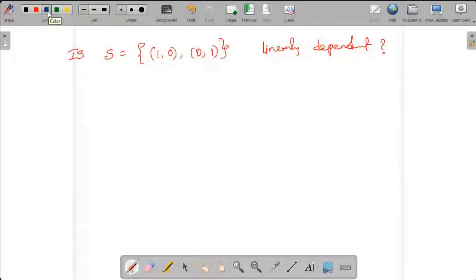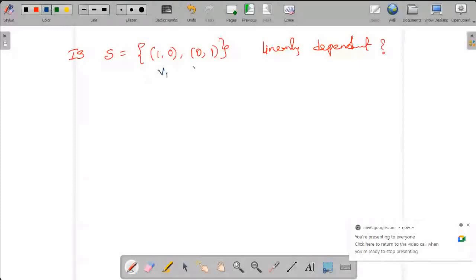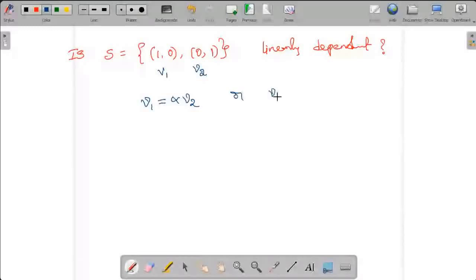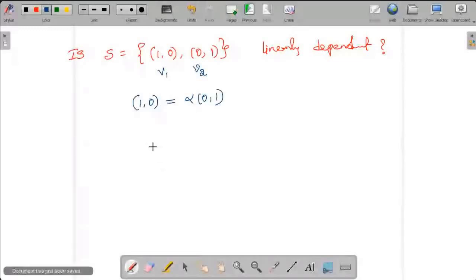In this set, there are only two elements, V1 and V2. If it is dependent, either V1 can be expressed as a combination of V2, that is V1 equal to some alpha into V2, or V2 equal to some beta into V1. One of them should happen if it is dependent. So let us investigate this way. Is it possible to express (1, 0) as a multiple of (0, 1), that is alpha into (0, 1)? Now on this side you have (1, 0) and on the other side you have (0, alpha).